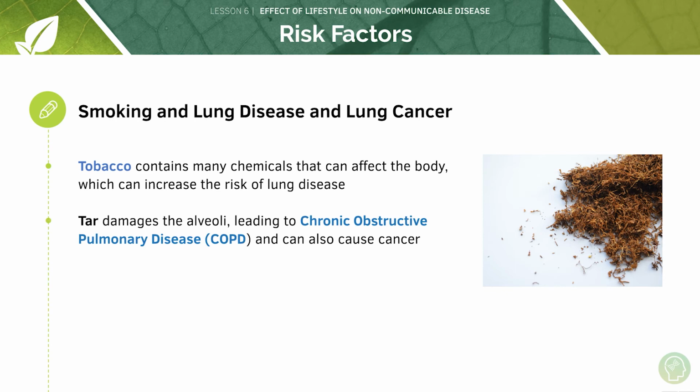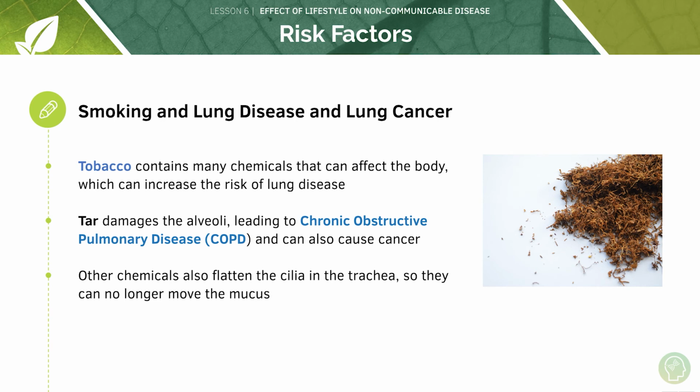So tar damages the alveoli, and remember the alveoli are the basic structural unit of the lung and they're responsible for gas exchange. So if we have damage to the alveoli, we're going to have less efficient gas exchange, we're not going to have very good oxygen loading into the hemoglobin of our red blood cells. So we're going to be getting less oxygen to various parts of the body. But in addition, if it's damaging the alveoli, we're actually damaging the basic structural unit of the lung. So this can lead to chronic obstructive pulmonary disease, or COPD, and it can also cause lung cancer.